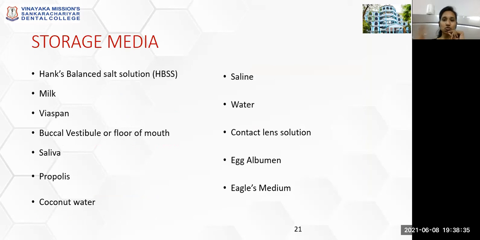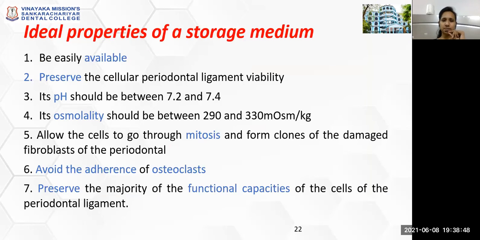So far we have discussed so much about the transporting medium or a storage medium, HBSS, milk, and so on. So we'll see the various storage media in which the avulsed teeth can be stored. The first one is HBSS. We'll see what it is. Before going to the proper storage media, we need to know the ideal requisites of a storage medium.